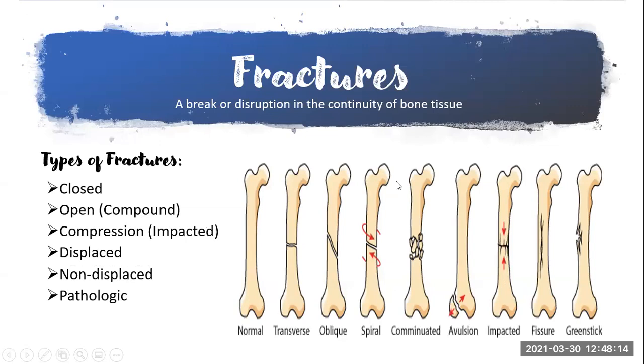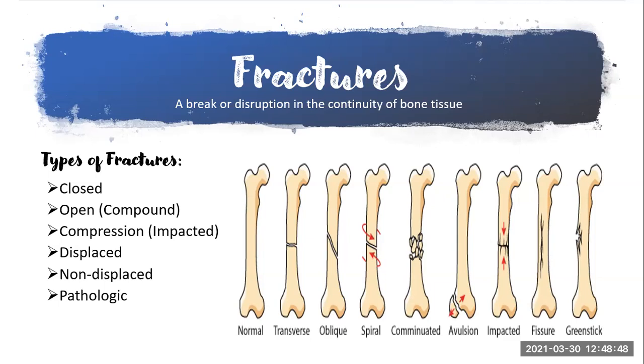Moving right along, let's talk about fractures. There are many different types of fractures, and you don't necessarily need to memorize every single type of fracture and how to diagnose it, but you need to have some general ideas of what's happening. One, there's closed and open or compound. Closed, obviously there's no break in the skin. Open, now we have a break in the skin and there's bone tissue exposed.